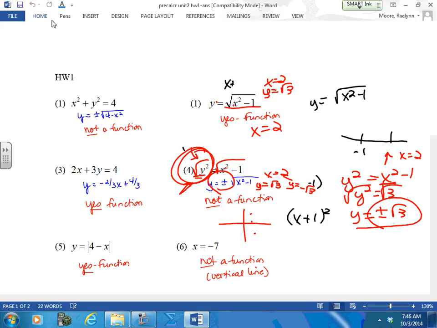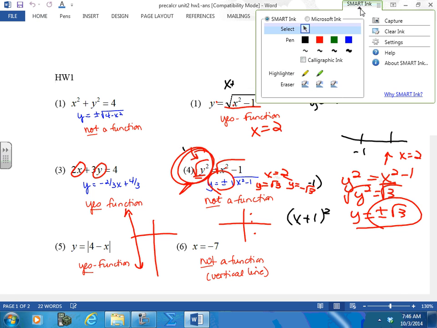This was nice. This is just a line, and this will tell you right here, your exponents are both 1. Every x is going to get 1 y. It's when your exponent is 2 or more, or if your y isn't an absolute value, you're in trouble. This guy here is a line. X equals negative 7 is a vertical line. It doesn't pass the vertical line test. That x has every y that belongs to it. Okay, see the difference?